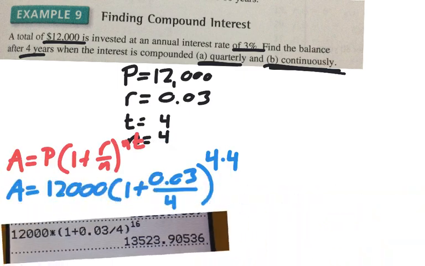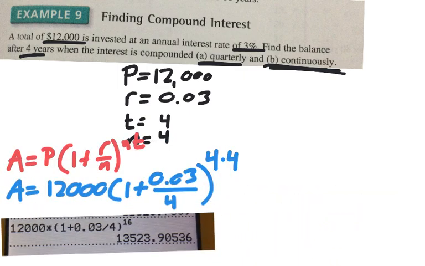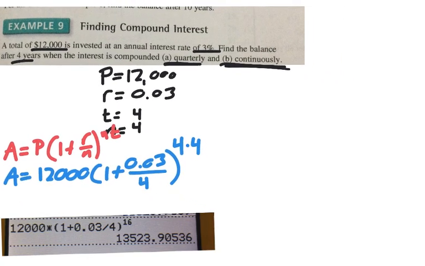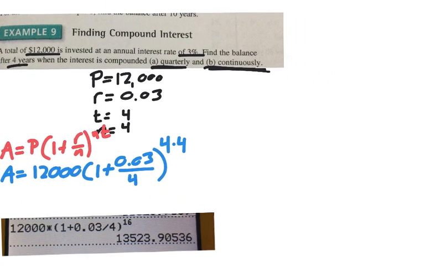Okay, so when I plugged it in, this is what I got. $13,523.90. I think it's 91 cents. Yep, it rounded. Okay, that looks correct. Now, let's plug into the other one, which is compounded continuously.